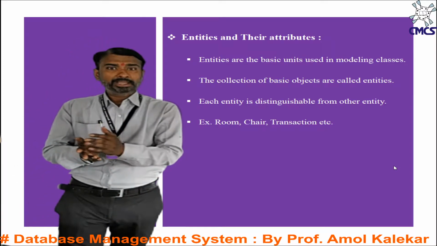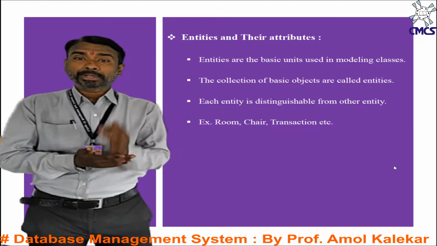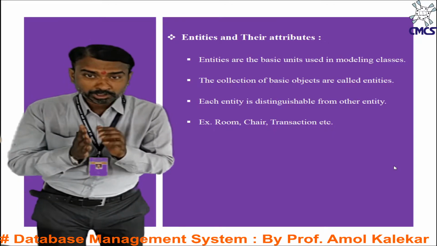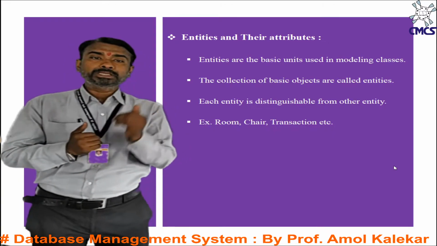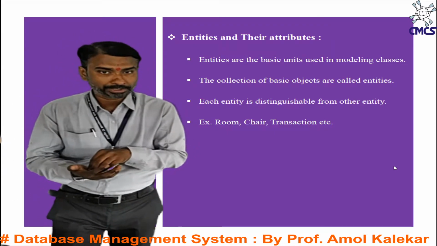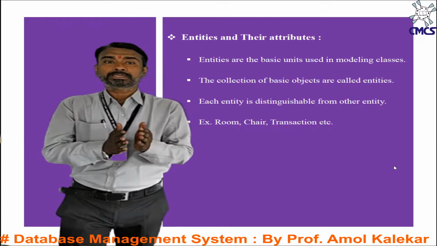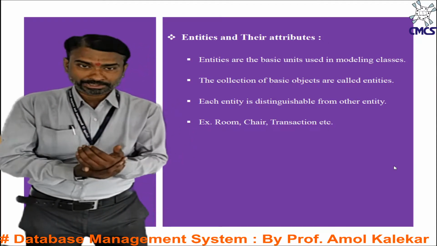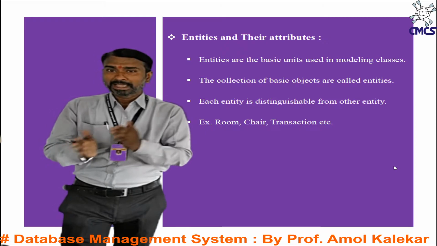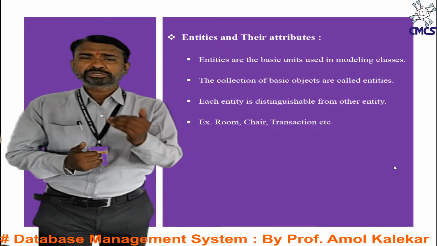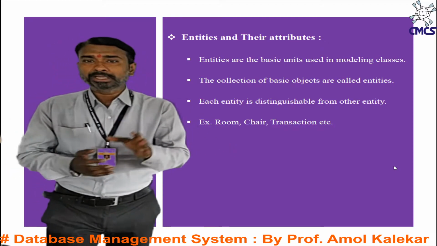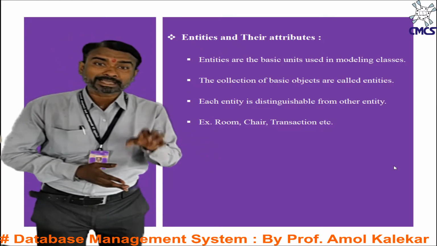Again, I am repeating the same thing. Entities are the objects of interest to the organization for which the data can be stored in the databases. So we can say that entities are the basic units used in modeling the classes of interest to the organization, and the collection of basic objects are called entities. Again, each entity is distinguishable from each other. Some examples of entities are room, chair, transaction, and so on. We can say that any object in the real world can be termed an entity.